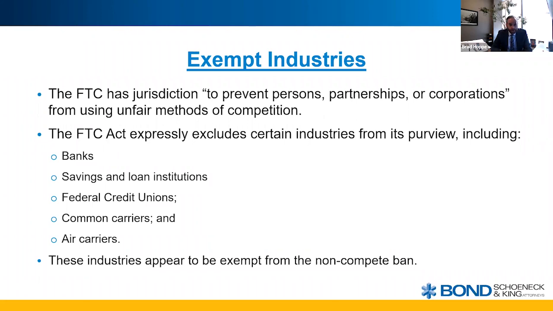So right here on the slide, I state the jurisdiction, what it says in the Act. The jurisdiction of the FTC is to prevent persons, partnerships, or corporations from using unfair methods of competition. The FTC Act expressly excludes certain industries from its jurisdiction. And those industries include banks, savings and loan institutions, federal credit unions, common carriers, and air carriers. So, notwithstanding the breadth of the ban and what appears on the face of the proposed rule, these particular industries are outside its scope. Next slide, please.